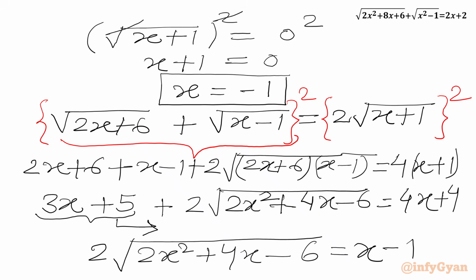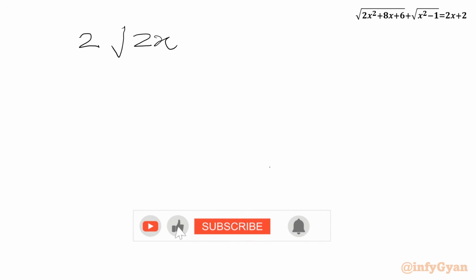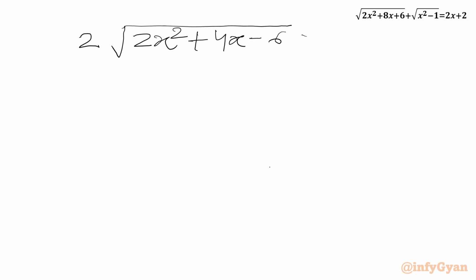Now we'll be squaring as we have a square root on one side. Let me write the equation here: 2 times square root of 2x square plus 4x minus 6 equal to x minus 1. Now we'll be squaring both sides. Let's put power 2 here and power 2 in RHS.